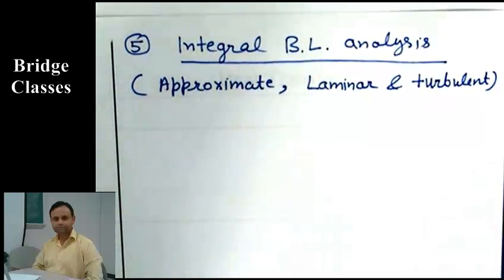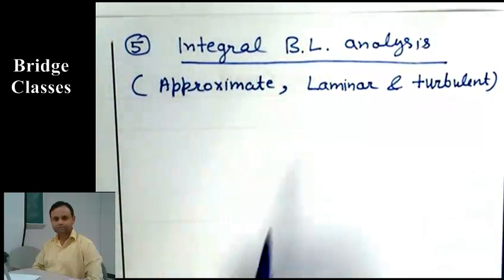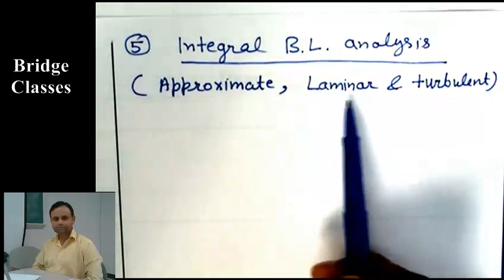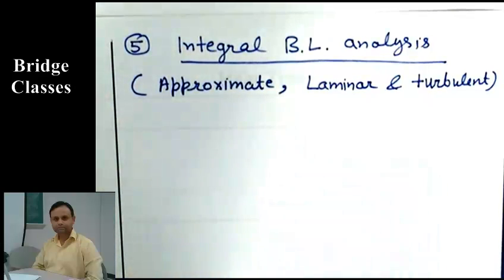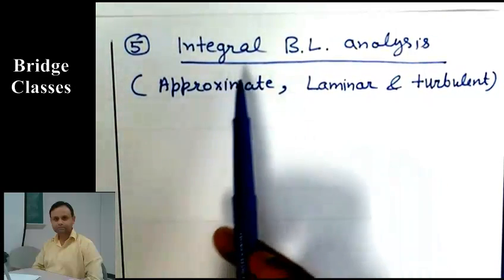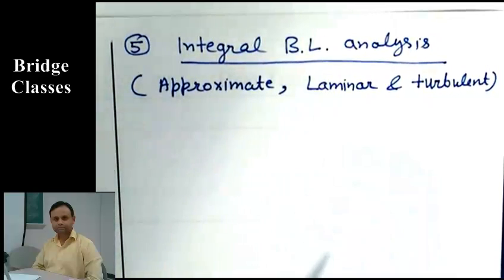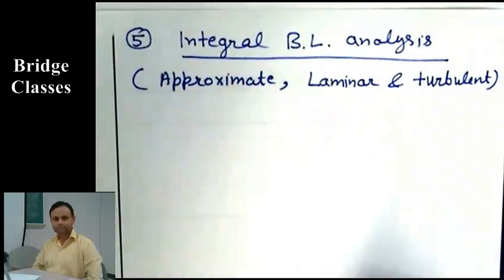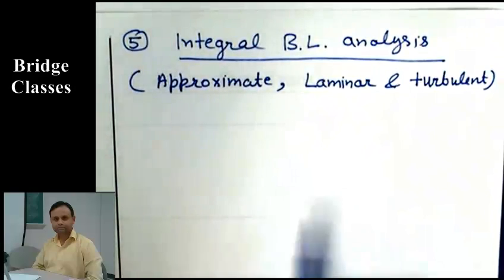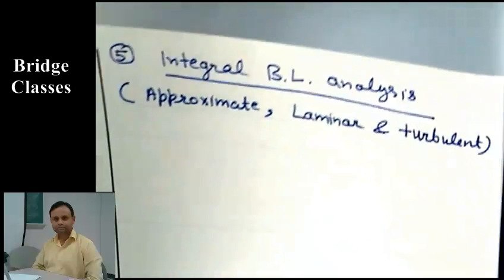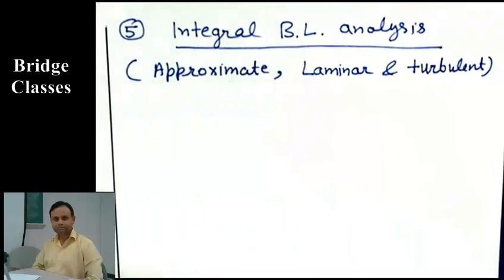The previous one we discussed, the Blasius solution, was an example which is applicable only for laminar, and it was not approximate, it was an exact solution of the boundary layer equation. Now we will look at an approximate analysis of the boundary layer, and this is much simpler. Did you learn about this in fluid mechanics? Integral boundary layer analysis. It is very important actually.